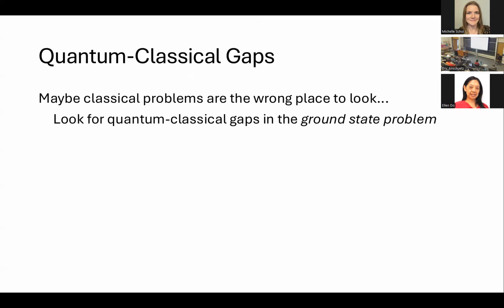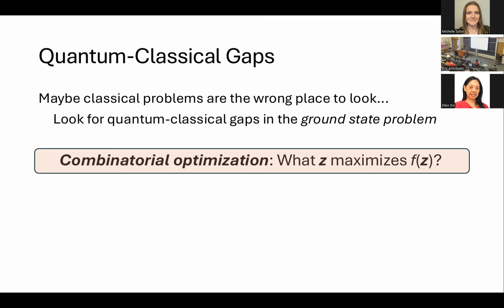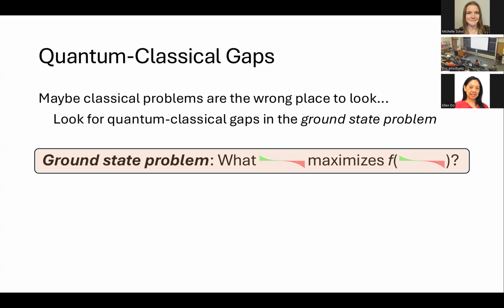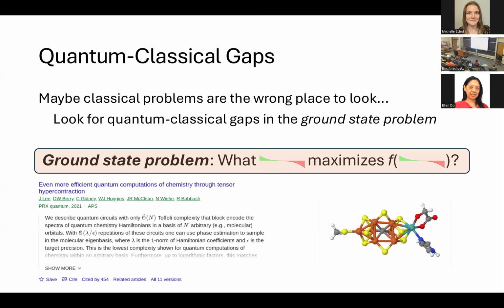To introduce this, I'm going to talk about what's known as the ground state problem. If we think of combinatorial optimization as some maximization problem over bit strings, the ground state problem is like a quantum generalization of this. Here, I'm interested in trying to find examples of these quantum states that maximize some structured function of these quantum states. This seems kind of strange, but it actually shows up a lot in chemistry.